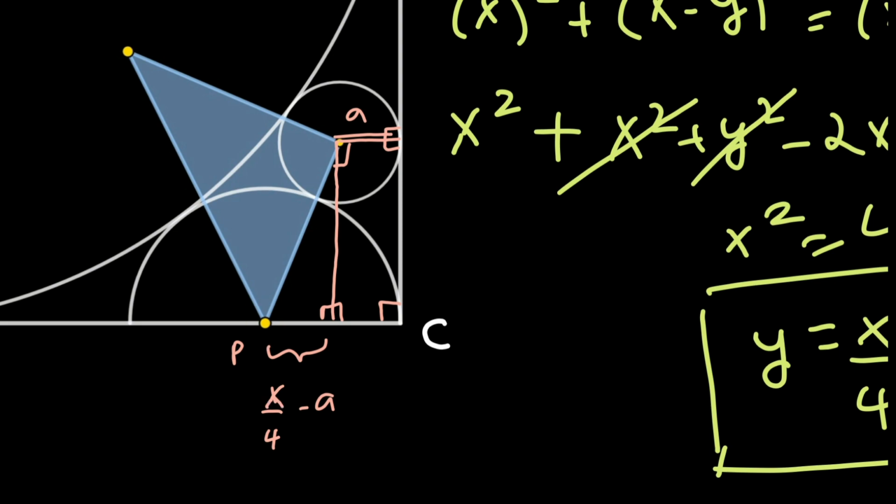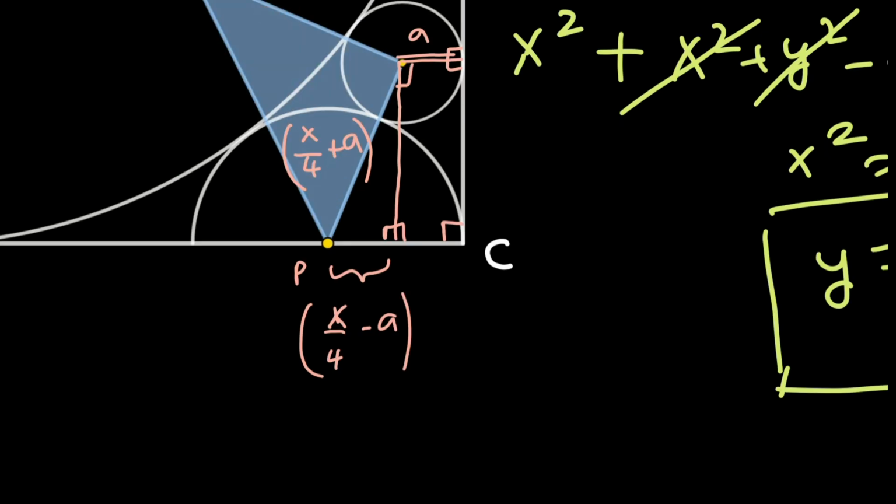Now the distance from P to this tangent point is equal to x upon 4, the radius of the semicircle. The distance from the center of the circle to this tangent point would be the radius of the circle, that is a. Now as these 3 points are collinear and they are not overlapping, the complete distance would be x upon 4 plus a. So now here we have a right angle triangle. The hypotenuse is x upon 4 plus a. The base is x upon 4 minus a.